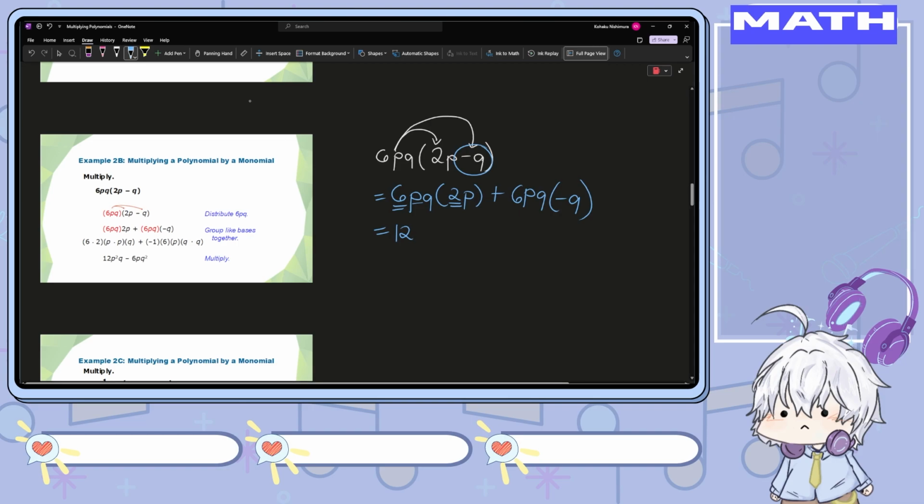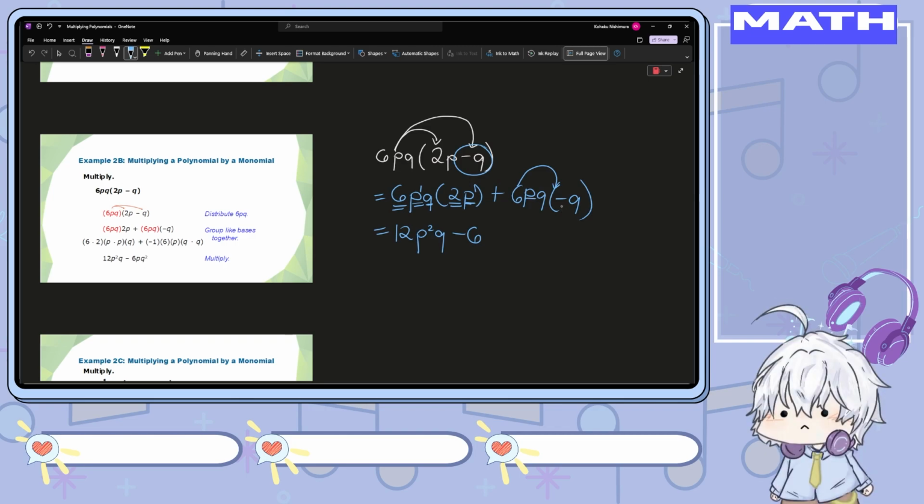P has something similar, which is p times p. And if we solve for that, that answer is p squared, because these have both an exponent of 1. And q, however, has nothing similar, so we just write q. And we multiply 6 to negative 1. The answer for that, 6 times negative 1, is negative 6.